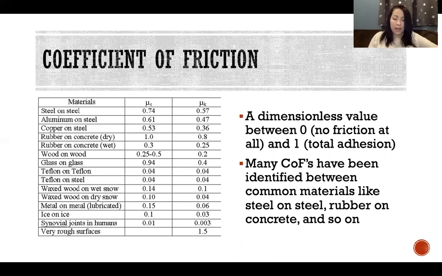Compared to others like glass on glass, static friction 0.94, that's very high, and then it drops dramatically once the glass is already moving on the glass. We get to 0.4 for kinetic friction.